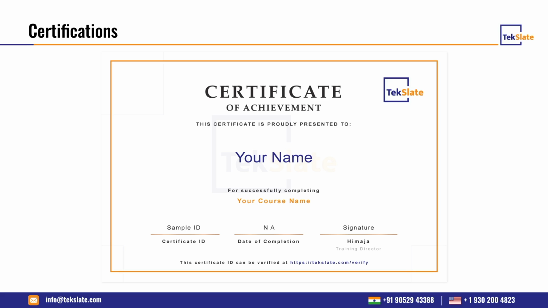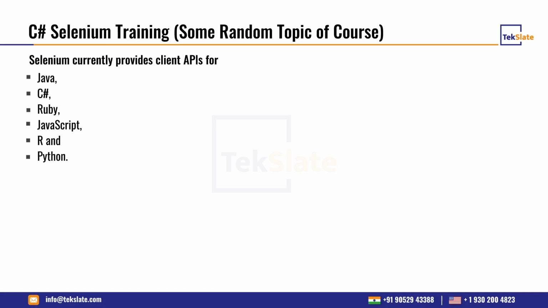A detailed certification with the trainer and certified companies, signature, everything, all details will be there. Now the topics of the course. As I already told, Selenium supports multiple languages. Selenium is just an API. So different languages can be incorporated with that particular API to start doing automation. It supports Java, C Sharp, Ruby, JavaScript, R and Python.